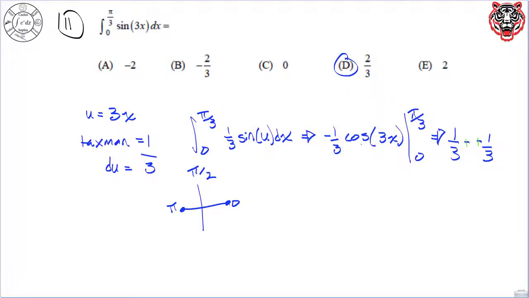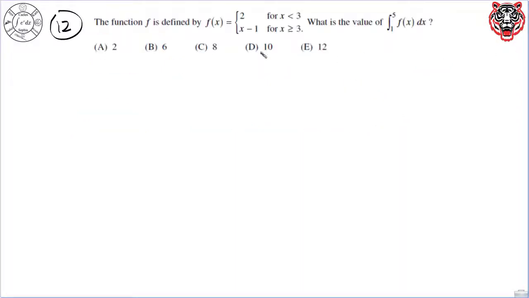Moving on to number 12. So the function is defined by this piecewise thing, and I'm trying to find the integral between 1 and 5. And notice that 1 and 5 includes this suspect point of 3, so we're going to have to separate this into two different integrals that's separated at 3. So when we do that, we're going to have the integral between 1 and the suspect point 3, and we're going to add that to the integral between the suspect point 3 and 5, because if I add these up, it goes from 1 to 3, 3 to 5, that is 1 to 5.